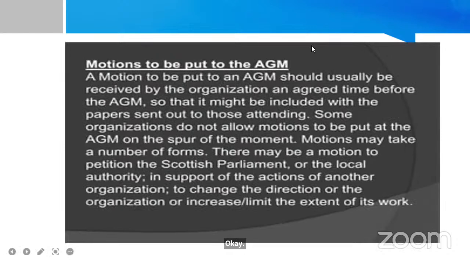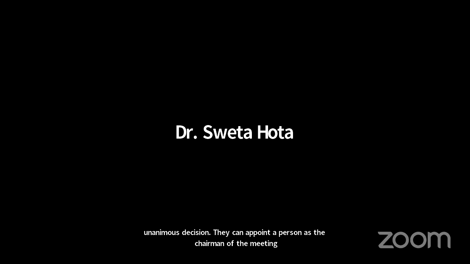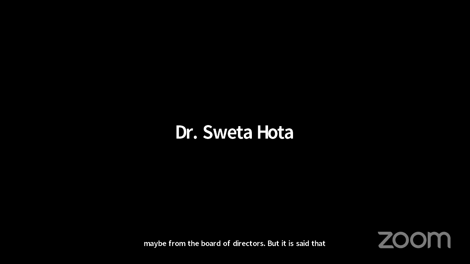Okay, so we will end. Yes, go ahead. Ma'am, can you repeat chairman of the meeting once again? Chairman of the meeting. Okay. Yes, so any person can be appointed as the chairman of the meeting. Who is going to appoint? It is the shareholders. With a unanimous decision, they can appoint a person as the chairman of the meeting. Appoint a person does not mean that they can bring anyone from outside. They will appoint somebody from those shareholders only, or maybe from the board of directors. But it is said that unanimously they decide whom to appoint as the chairman.